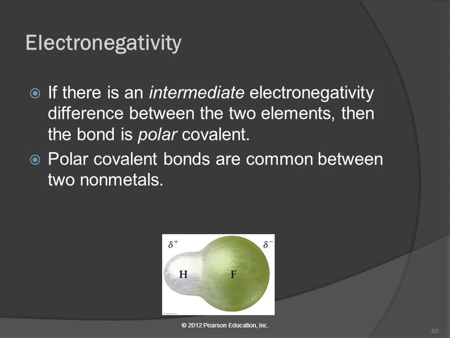In between the identical atoms and the big difference between a metal and nonmetal, in between we have these polar covalent bonds, where the electrons are shared, but they're not shared equally. And so here we have an example of hydrogen fluoride. Hydrogen and fluorine have different electronegativities, so the fluorine has a more negative end of that dipole moment, and the hydrogen is the more positive end.